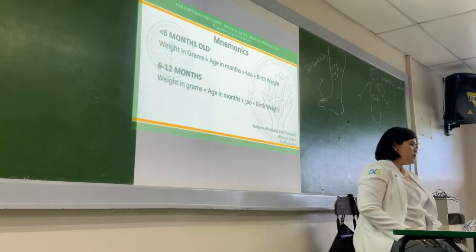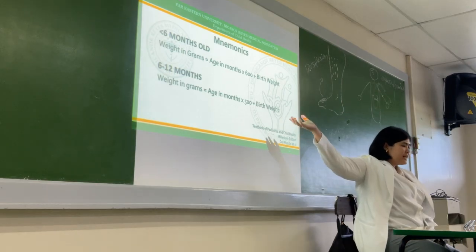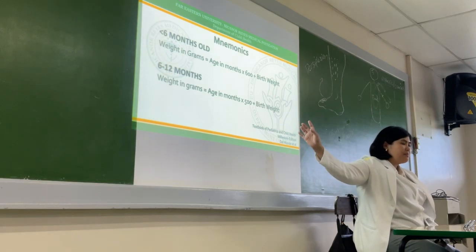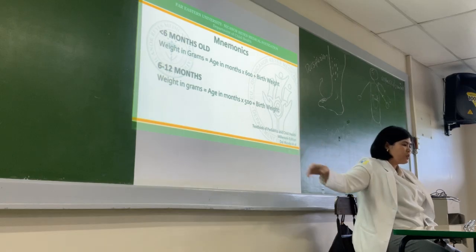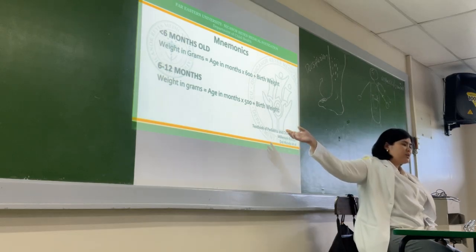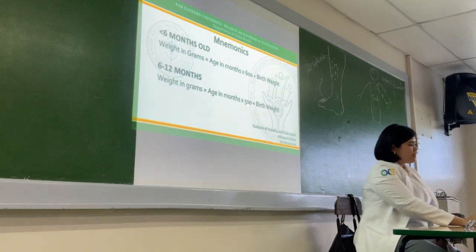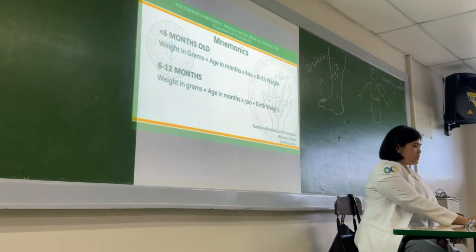Okay? So if the child is 6 months and less, the formula is age in months times 600 plus the birth weight, and the answer that you will get will be in grams. While for infants who are 6 to 12 months old, the formula is age in months times 500 plus the birth weight, and again you get the weight in grams. So you will convert to kilograms if needed.